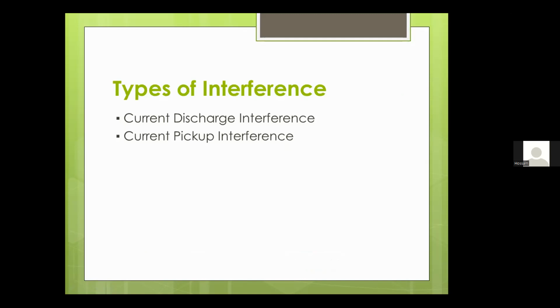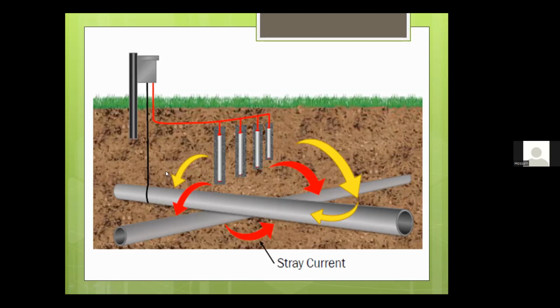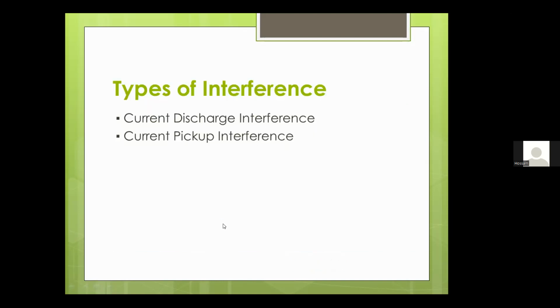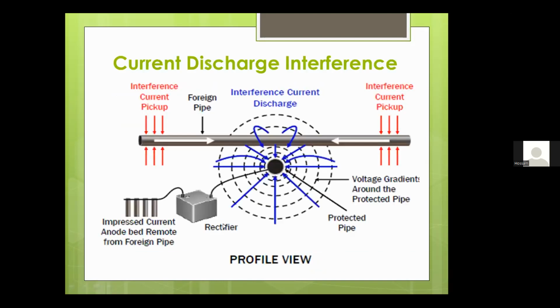Types of interference: current discharge interference and current pickup interference. Here is a current pickup point, a current pickup point, and a current discharge point here. For the current discharge interference, this is a structure, and this is a protected structure by these cathodic protection systems.